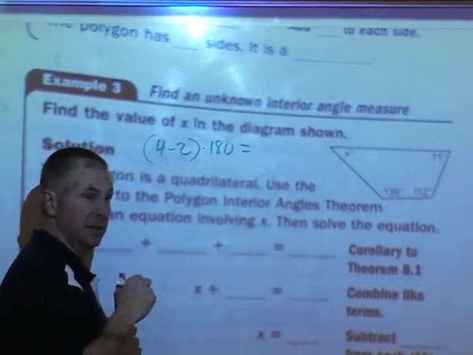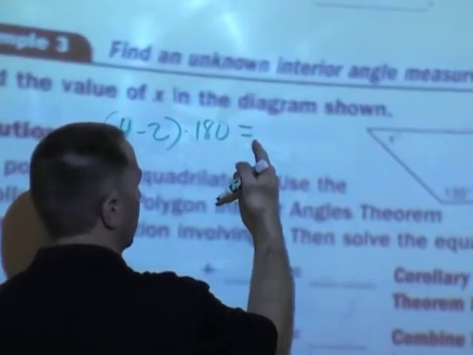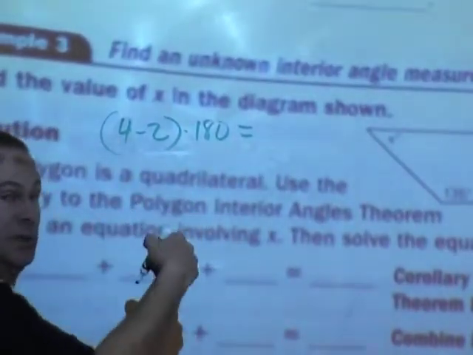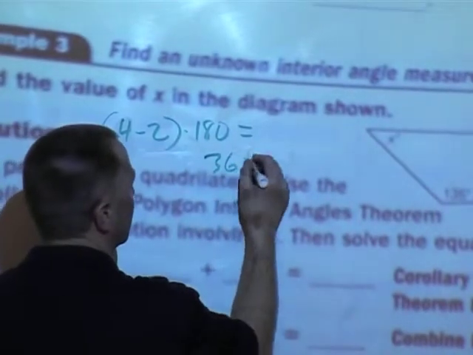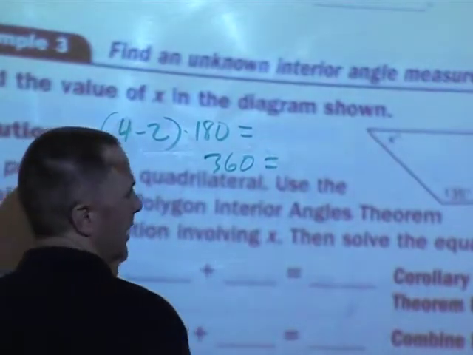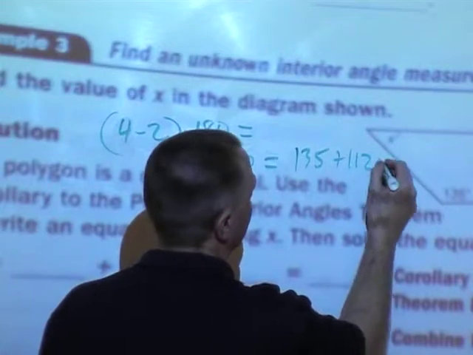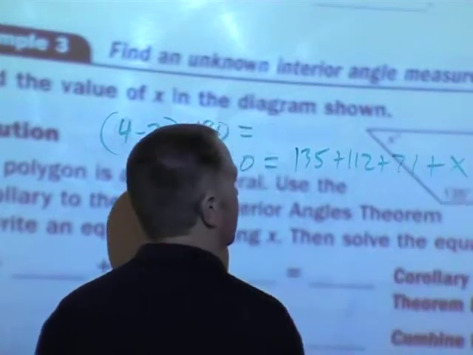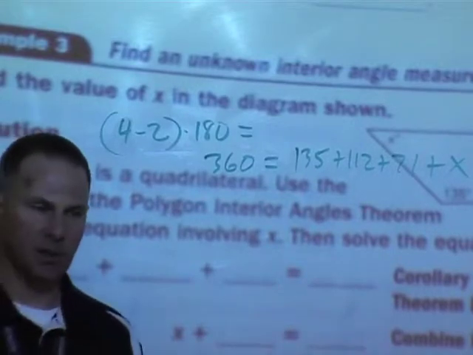Technically, we don't need to do it like this, but we're going to do this. So this times 180 equals, first of all, 2 times 180 is 360, so that's why the quadrilateral is 360. 360 degrees equals all of these added together plus the x. So that's 135, 112, and 71 plus x. So we work this backwards and figure out what x is. Everybody do that quickly, please.